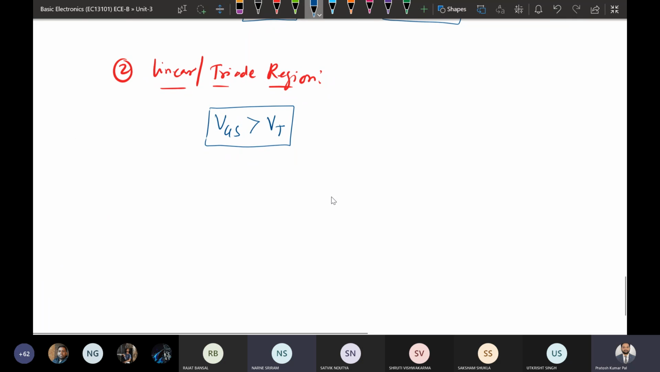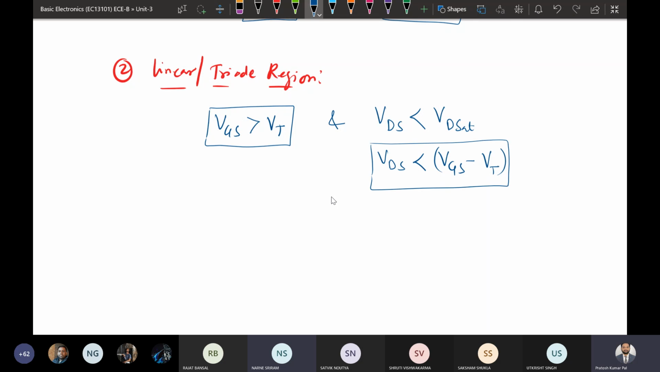So the condition for linear region is, first, we should have VGS greater than VT, and along with that we need the condition that VDS should be less than VDsat, which is given by VGS minus VT. This will be the condition for the MOSFET operating in linear region.